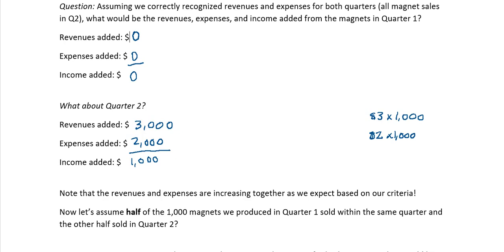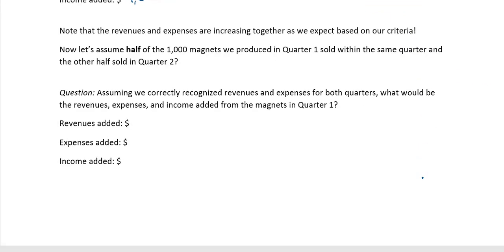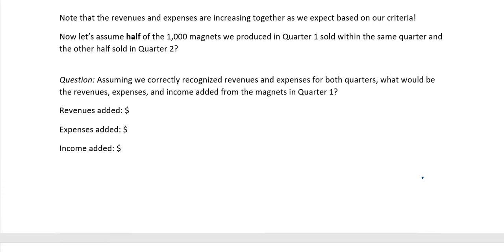Let's look at a different example. Note that the revenue and expenses are increasing together as we expect based on our criteria. Now let's assume half of the 1,000 magnets we produce in quarter one are sold within the same quarter, and the other half are sold in the next quarter, in quarter two. Assuming we correctly recognize revenues and expenses for both quarters, what would be the revenues, expenses, and income added from the magnets in quarter one?